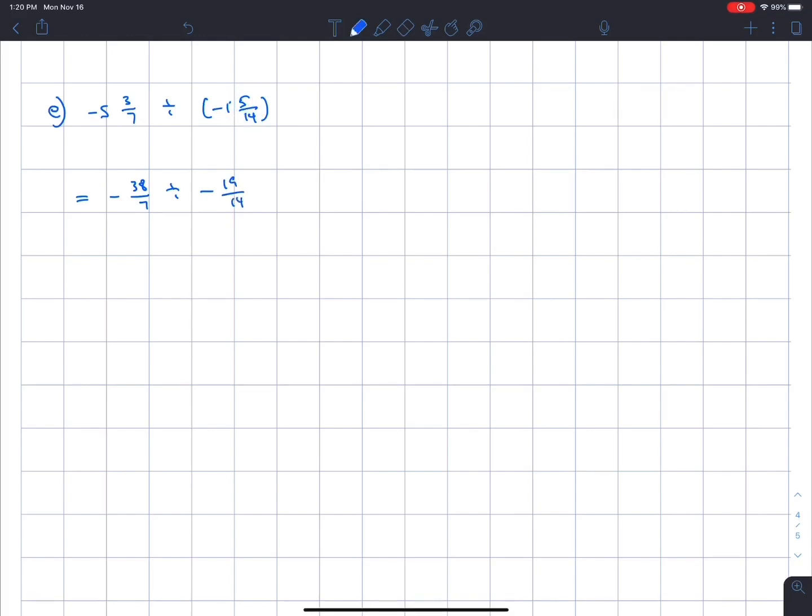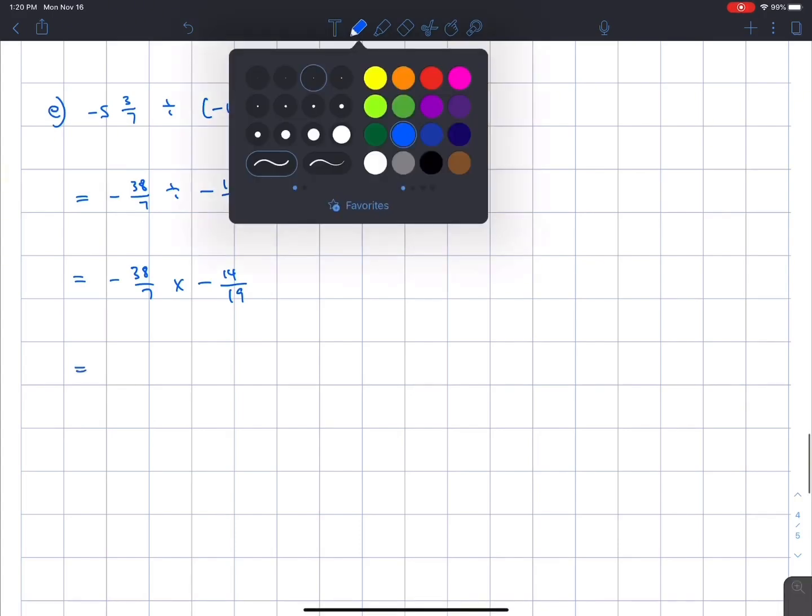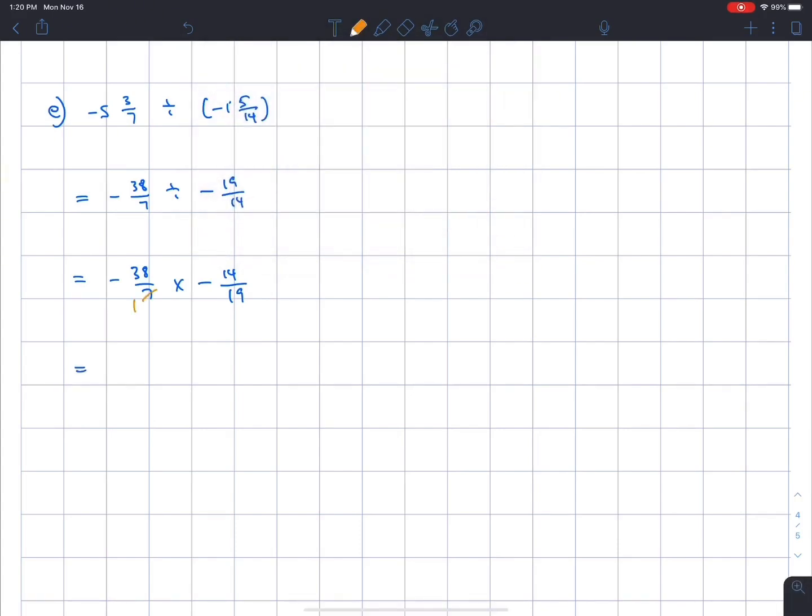And now we can change it back into a multiplication problem by taking the reciprocal of the second fraction, so flipping the second fraction upside down. And now we can simplify. I can divide this by 7 to get 1, divide 14 by 7 to get 2, divide 19 by 19 to get 1, divide 38 by 19 to get 2. And negative times negative will give us a positive answer. So our answer is just 4 over 1, which is the same as 4.